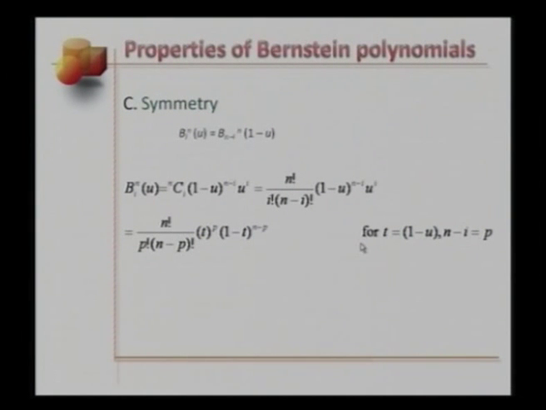If we replace 1 minus u with t and n minus i with p, this expression further becomes n combination p times (1 minus t) raised to n minus p times t raised to p, which is, in fact, the p-th Bernstein polynomial of degree n. And if we replace p here and t here, we get b sub n minus i super n of 1 minus u, which is the right hand side here.